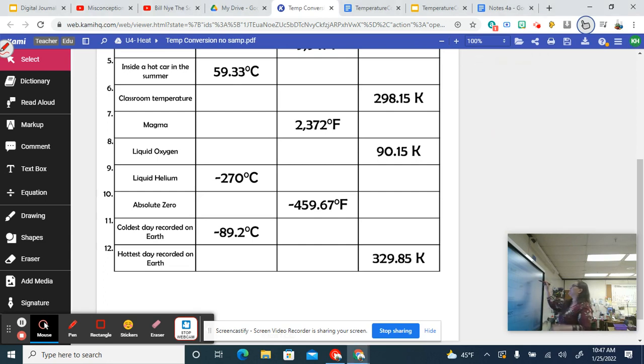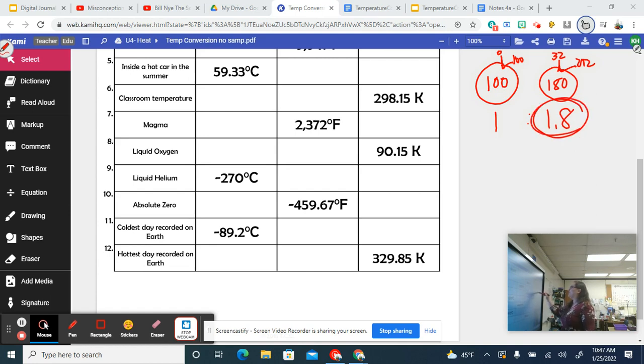Where the circle is how we get the degrees, and it's the same circle, whether it's Fahrenheit or Celsius. It's just 0 to 100 or 32 to 212. And this one's divided into 100 pieces. This one's divided into 180 pieces. So that's a ratio of 1 to 1.8. So 1.8, that's where that number comes from.